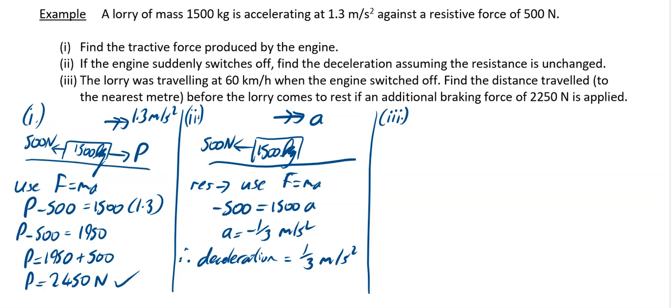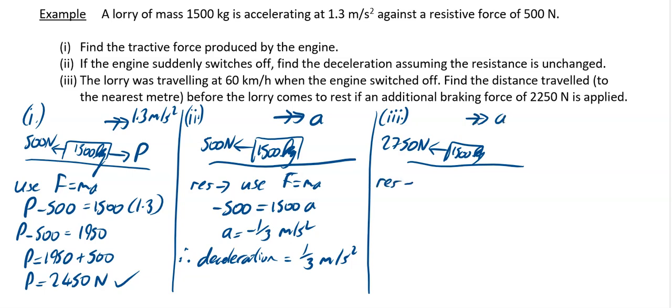Okay, last part of this question. It says a lorry was travelling at 60 kilometers per hour when the engine was switched off. Find the distance travelled to the nearest meter before the lorry comes to rest if an additional braking force of 2,250 is applied. I'll do a diagram first of all, and that was 1,500 kilograms. It was an additional 2,250 onto the 500 we already had, so that's going to be 2,750 newtons, and we're going to have a new acceleration.